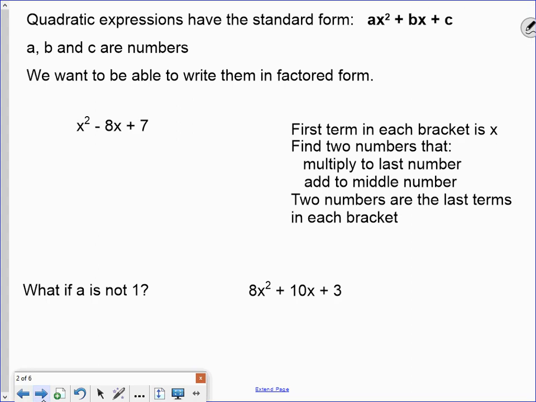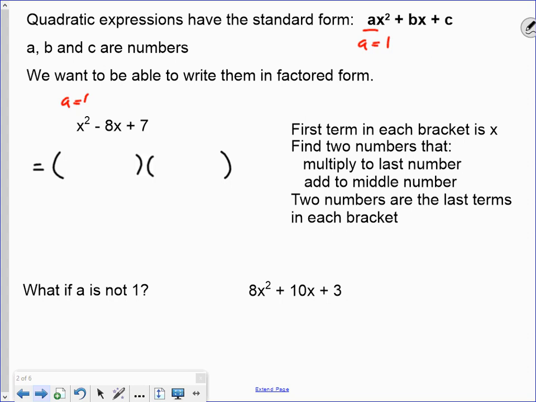So we know that quadratic expressions have the standard form ax squared plus bx plus c, where a, b, and c are just numbers. We have been working up until now where this a value is equal to 1. So things like we have right here, where a would equal 1. And we want to be able to take a quadratic and go from this standard form to a factored form. So we want to be able to write this as something times something else.